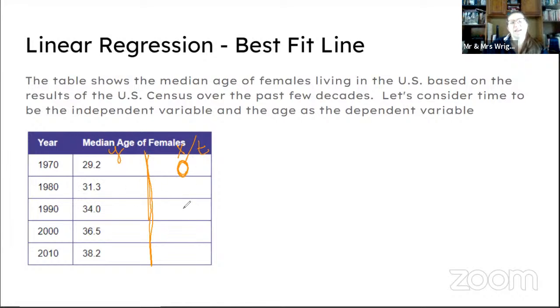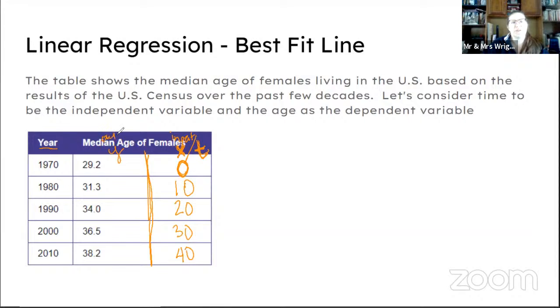Well, in 1980, how much time has passed? Our unit will be years. So how many years have passed since 1970? 10 years have passed. In 1990, 20 years have passed since 1970. In 2000, 30 years have passed since 1970, and in 2010, 40 years have passed since 1970. So you can see how we were able to get our T variable, our time variable, and this is our input, what we generally would call our X value.